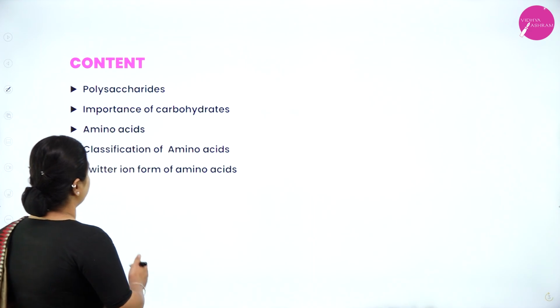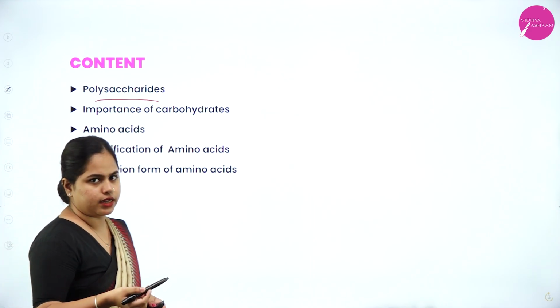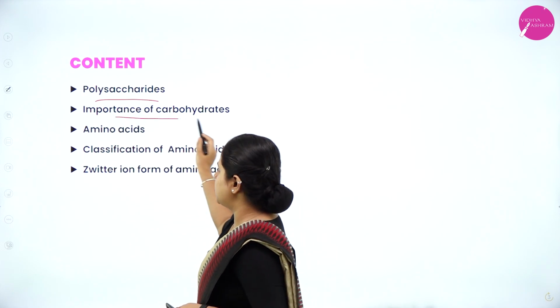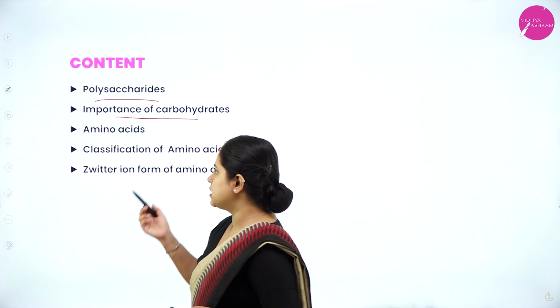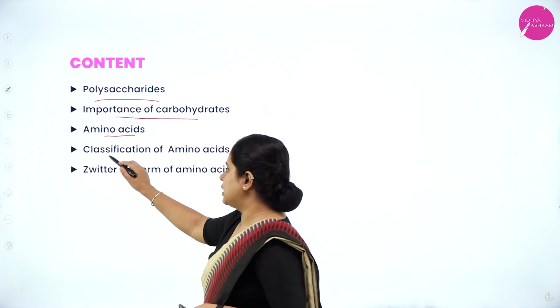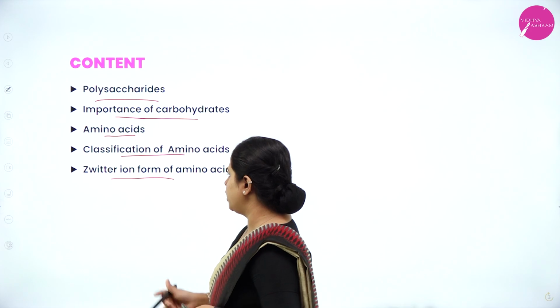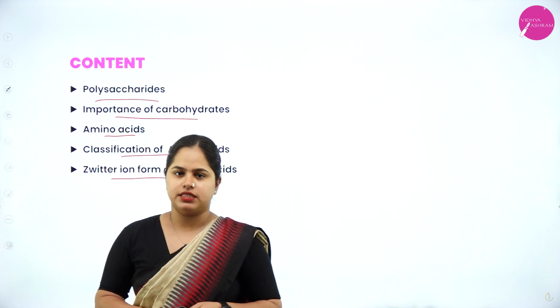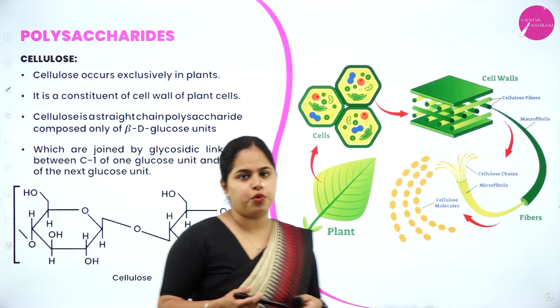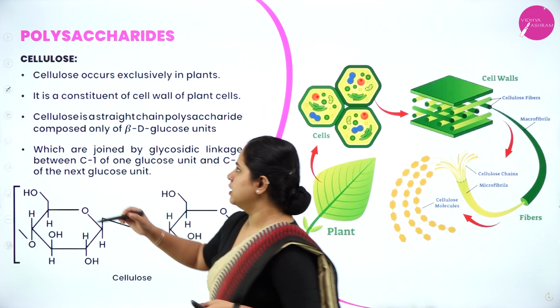So in today's session we are going to discuss about the further polysaccharides, okay, and then we'll complete the discussion of that, and then we'll discuss about the importance of carbohydrates, and we'll move on to the next important topic, that is amino acids, and the classification as well as the Zwitter Ion Form of amino acids we'll discuss in this session, right? So starting off with the next polysaccharide after starch, that is cellulose.